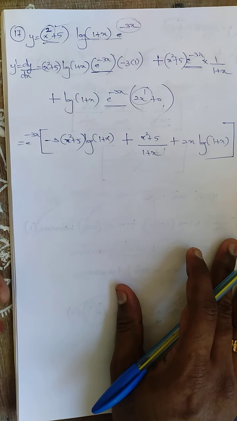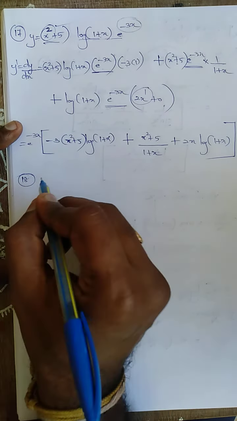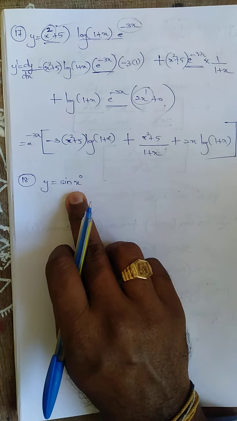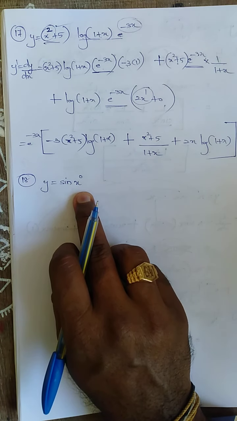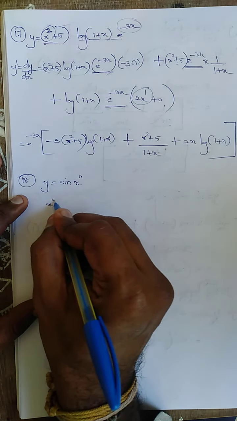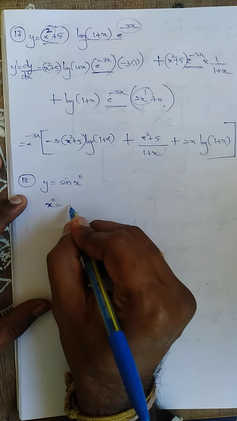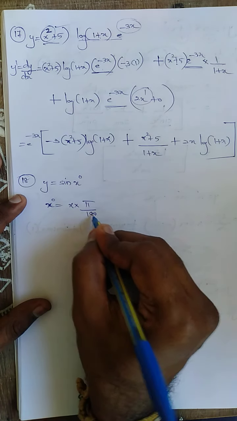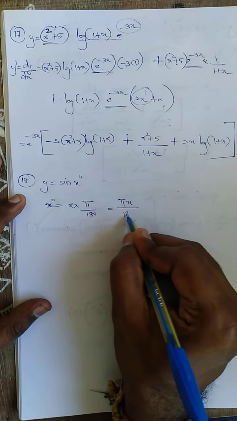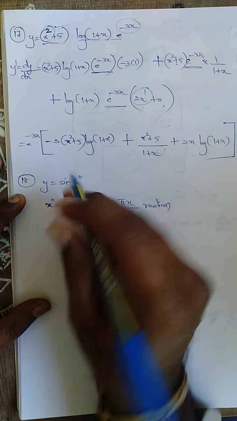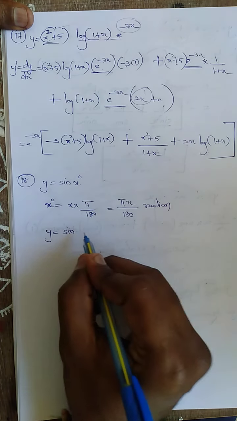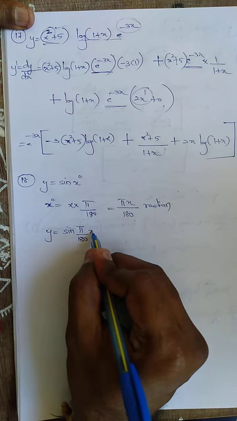Next sum is 18. Sum number 18, y is equal to sine x degree. This degree we can't differentiate, so this x degree I need to convert into radian. You know how to convert to radian, which is studied in trigonometry. Therefore, to convert x degree into radian, I need to multiply by pi divided by 180. Pi into x is pi x divided by 180 radian. So this degree is converted into radian.